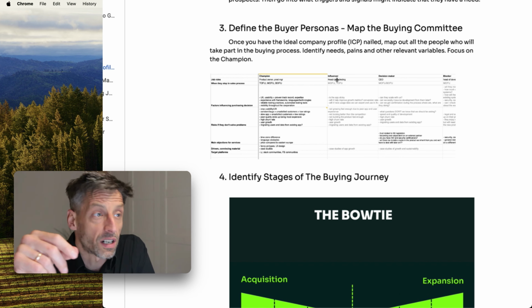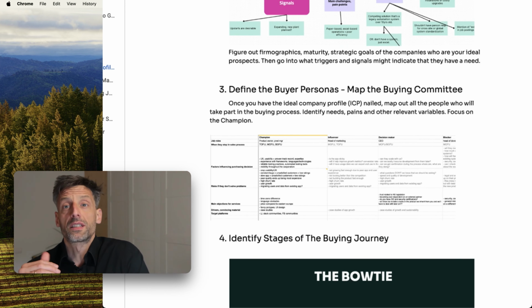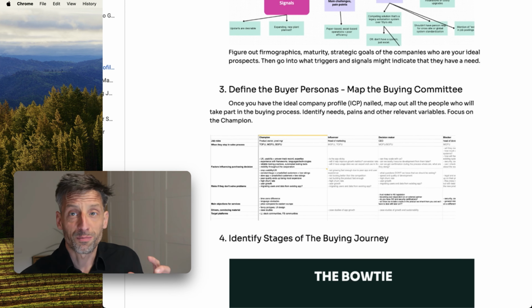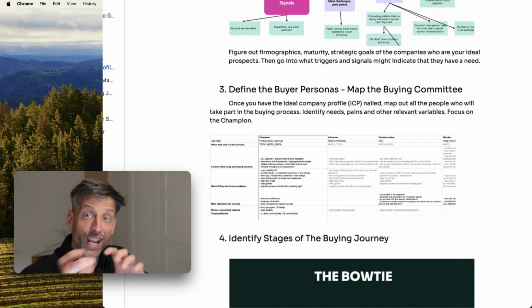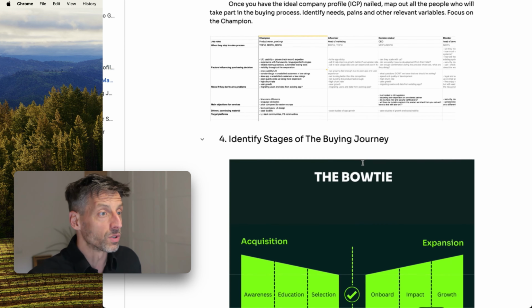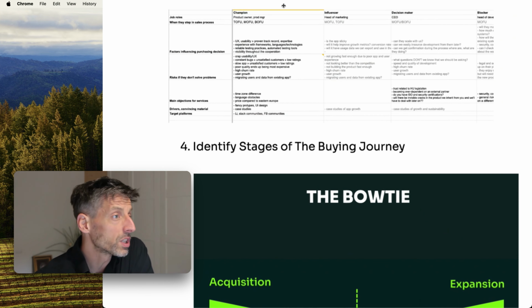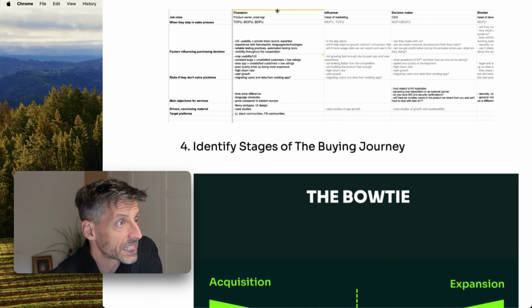And you want to get clear that once you have the ideal customer, the ideal company defined, who are the people and what roles do they play in the research and the selection and the decision-making process, okay? And we use this table for that. Here are some of the dimensions. And what you want to focus on really is the champion.